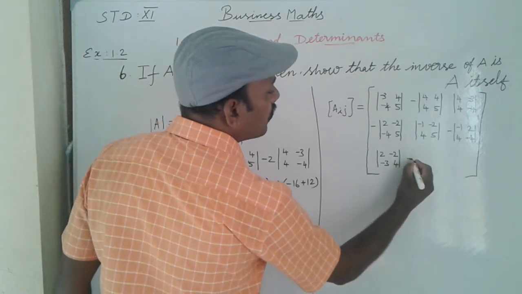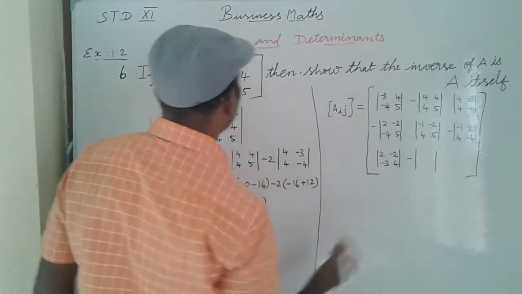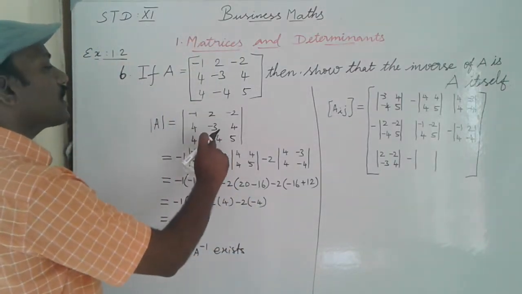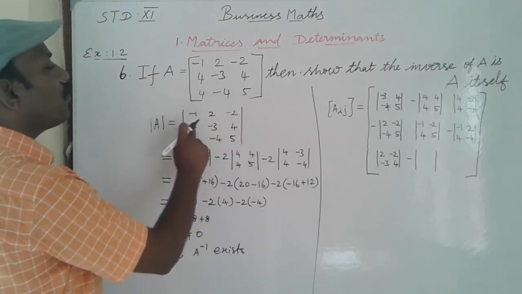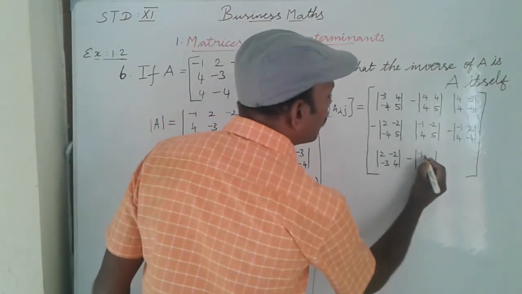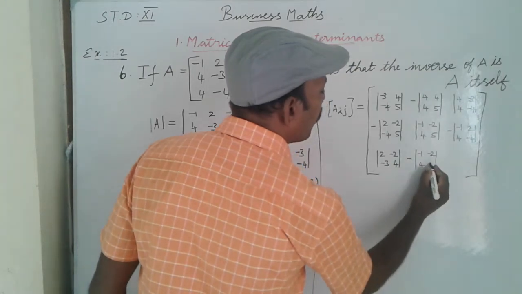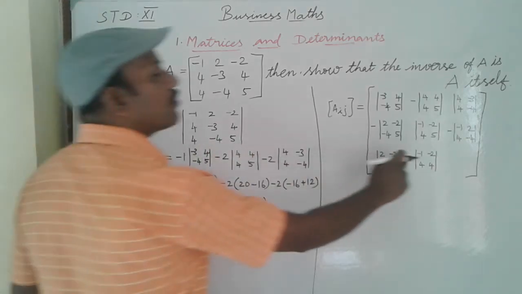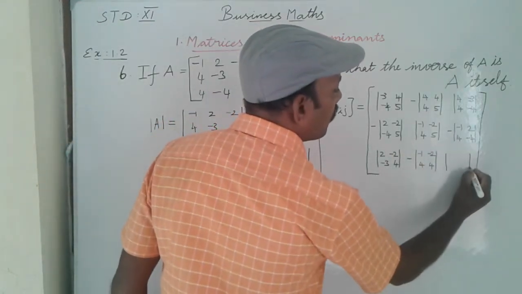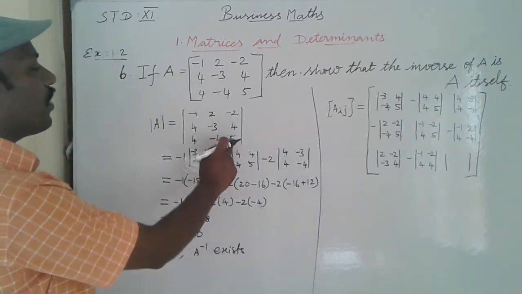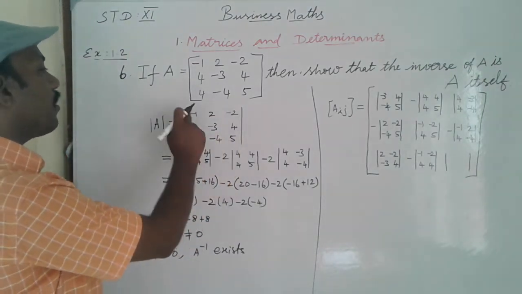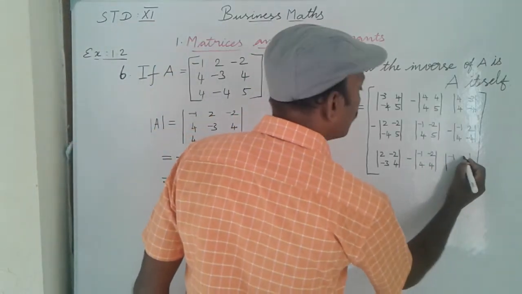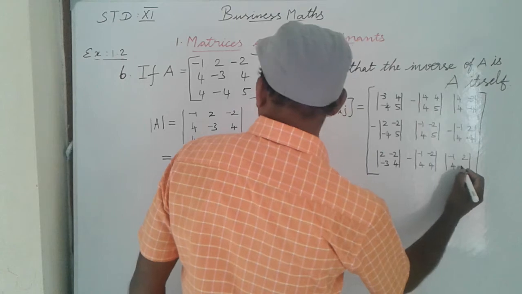Next symbol is minus, modulus of the cofactor of minus 4. Eliminate the row and the column: minus 1 minus 2, 4 4. Next, the cofactor of 5 we should find out. The symbol is plus, modulus of the cofactor of 5. Eliminate the row and column: minus 1 2, 4 minus 3.